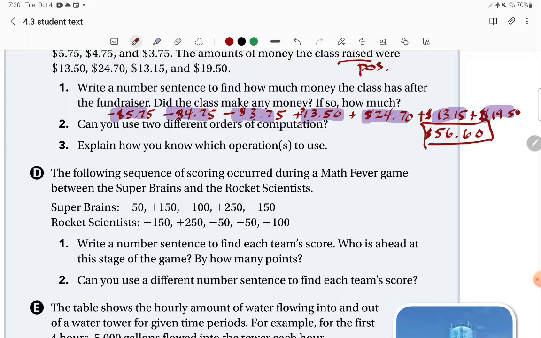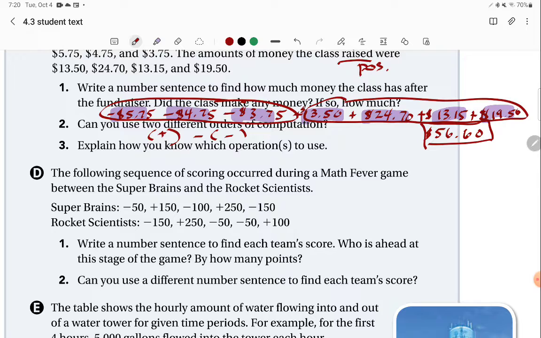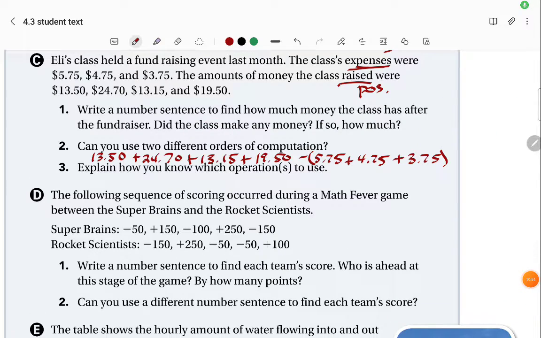Can you use two different orders of operation? Absolutely, because look, you have all of these that are negative and all of these that are positive. So you could write all of these that are positive, so you have all of your positive ones minus all of your negative ones being added together, right? So it'll look something like this. You have all of the amount raised right here. Those are positive amounts. And you're subtracting away the sum of all of the expenses. So there's just a different way to do this.